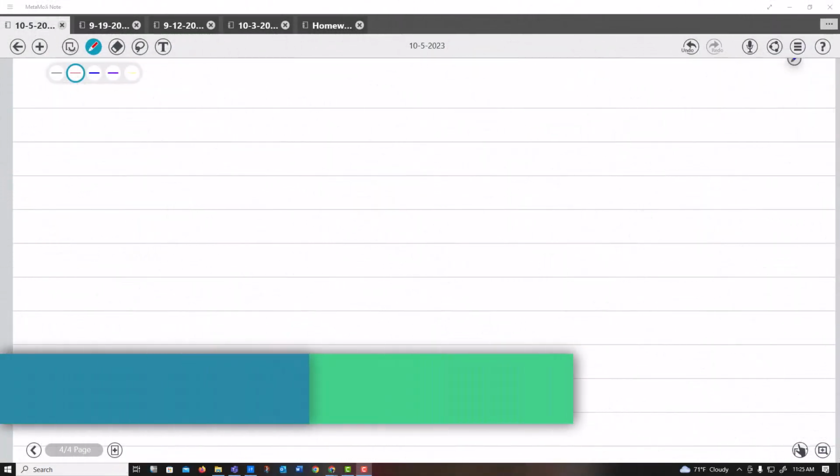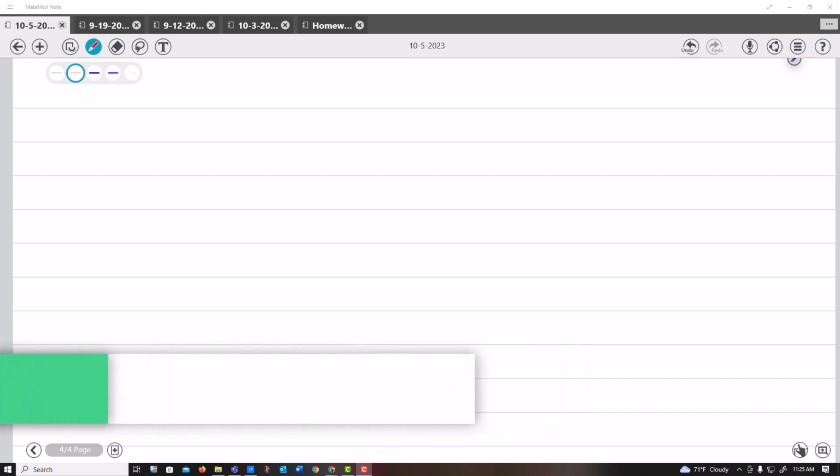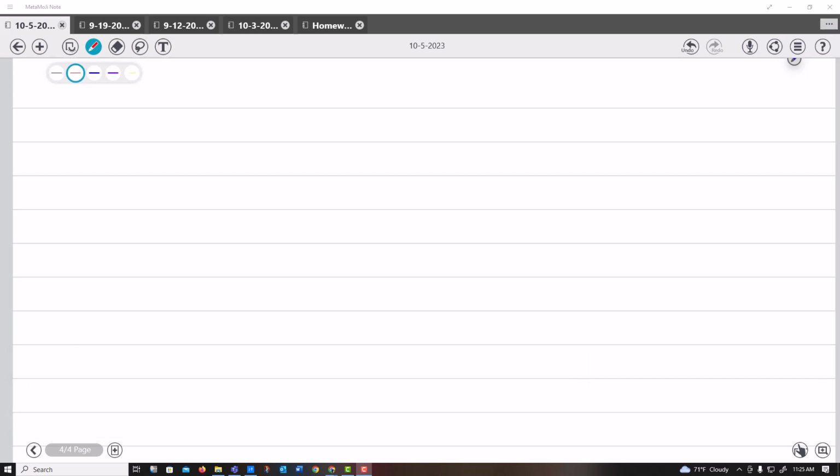All right, if you made it this far, hopefully, this is now part 2 of some practice problems from practice test 1. So you might be asked to round a value. So let's say I have 3.258942288, and it tells me to round this to the nearest thousandth.